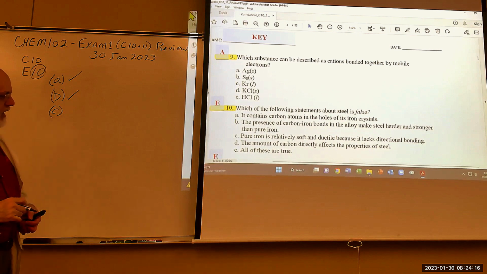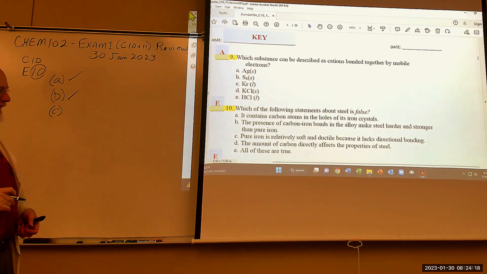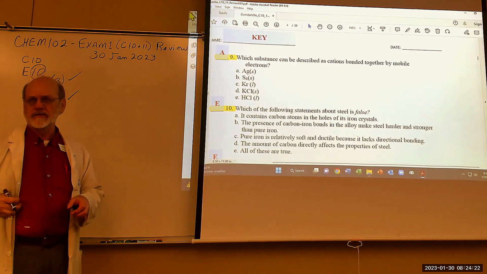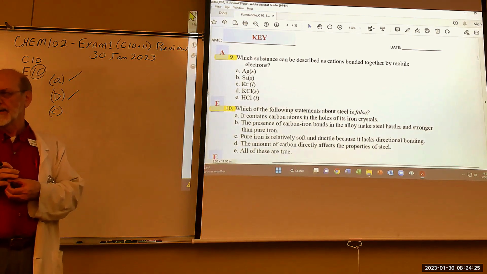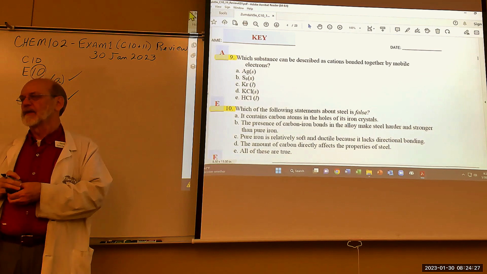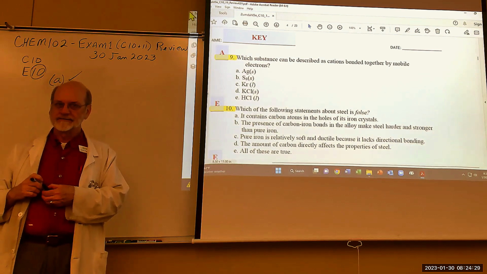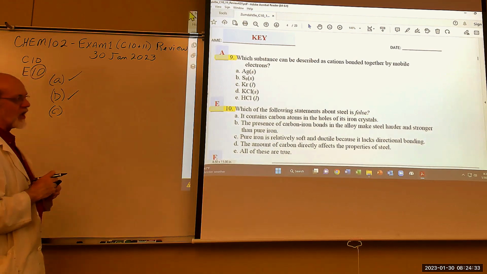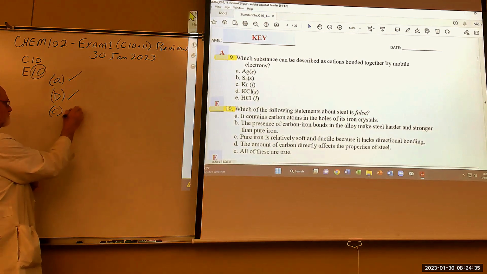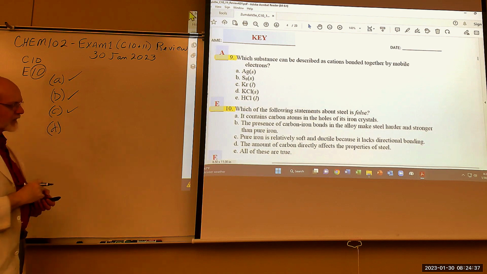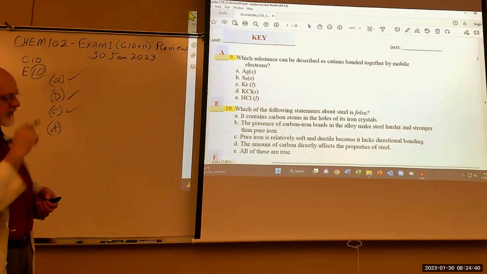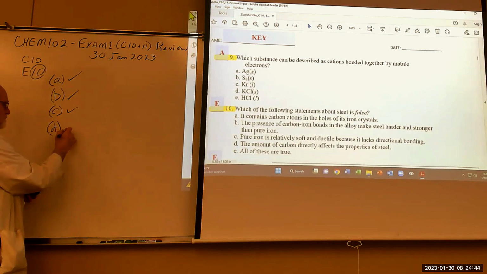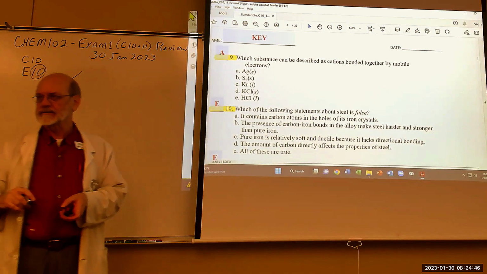How about pure iron is relatively soft, ductile because it lacks directional bonding? That's true. And that's characteristic of metals. Most pure metals, you can scratch with your fingernail. There are a few exceptions, but most of them have non-directional bonding. The amount of carbon directly affects the properties of steel. Low carbon versus high carbon.